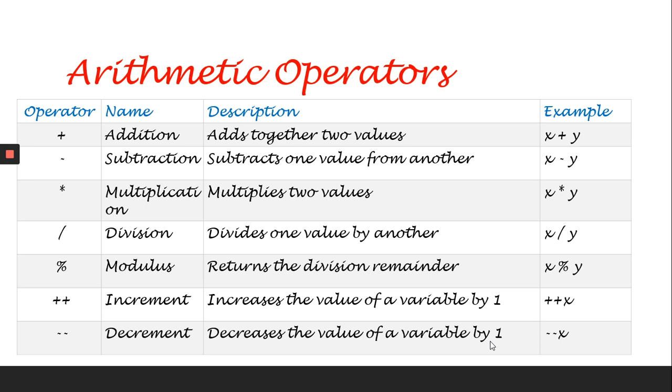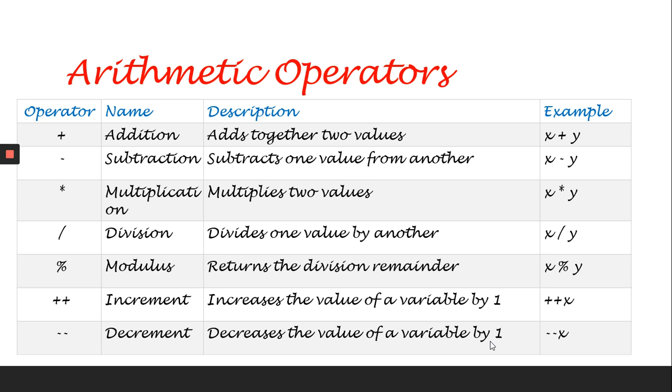In addition to these four operators, we have the modulus operator in C++, which returns the remainder. Say if x is 5 and y is 2, x percentage y will return 1. That is, 5 percentage 2 means 5 will be divided by 2 and the remainder 1 will be returned. Okay, that is the modulus operator particularly used in C++.